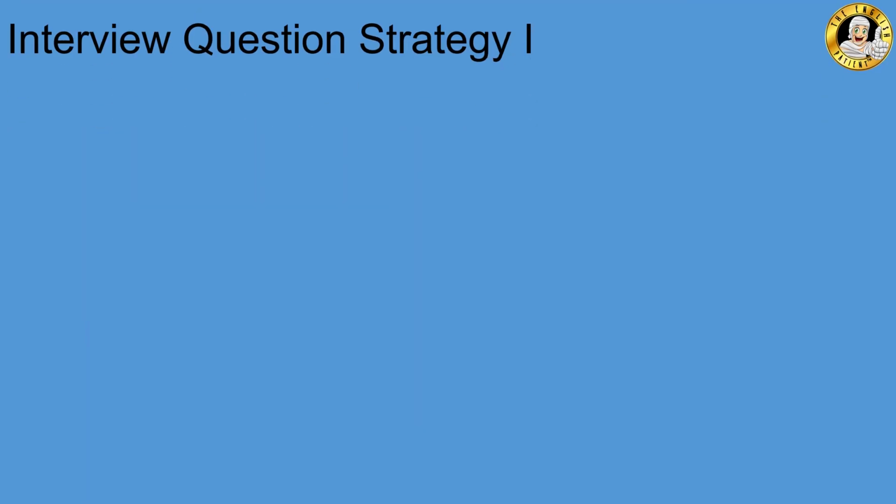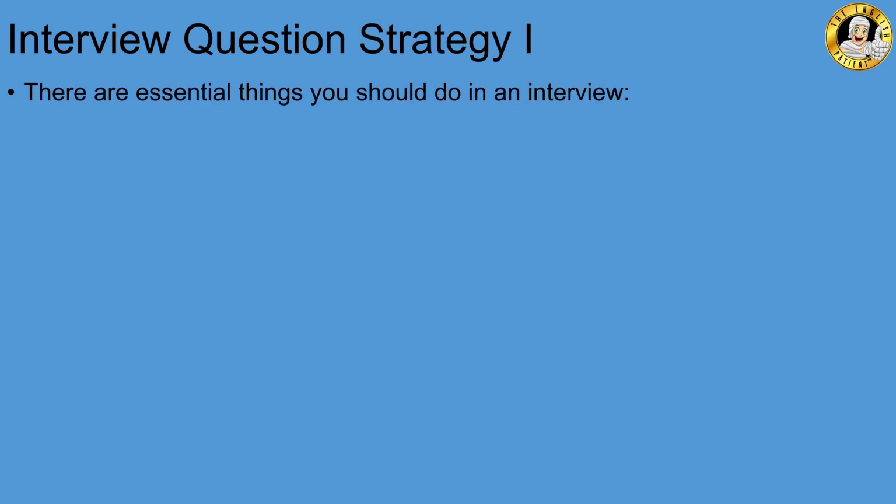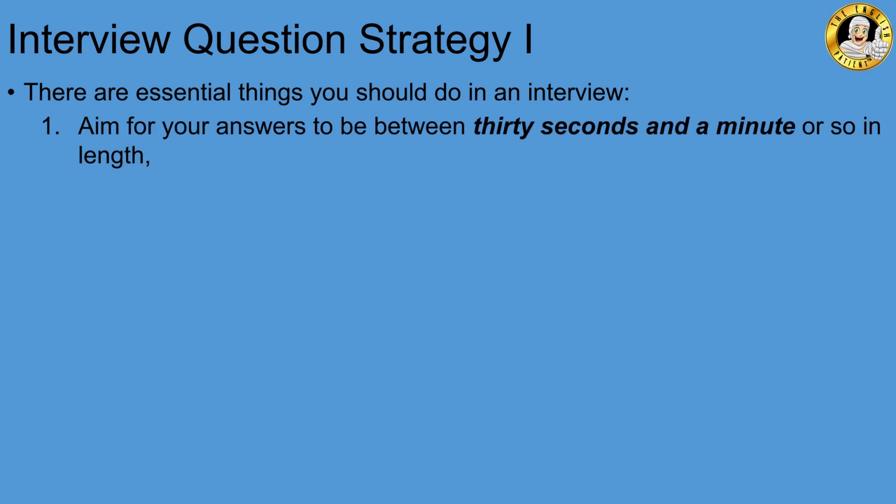Now, how do we go about answering these questions at interview? Now, there are essential things that you should do in an interview when you're answering the questions. And the first is aim for your answers to be detailed. That means at least 30 seconds in length. Don't just give one word or one sentence answers, and preferably about a minute or so in length. You don't want to talk their heads off. You don't want to talk for 10 minutes in answer to a question, but it should not be a short answer.